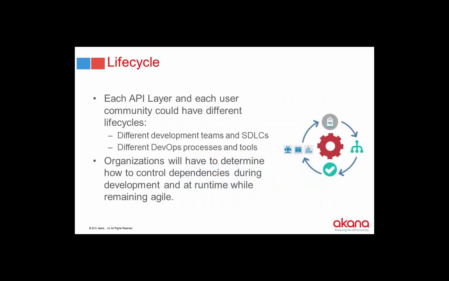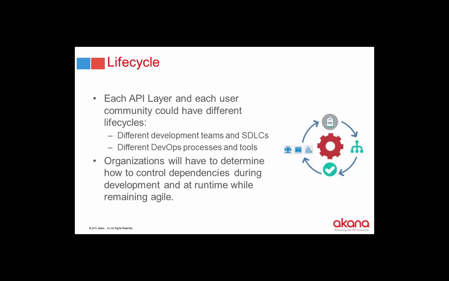Let's look a little bit at lifecycle. So each API layer, as I mentioned, is often owned by different people. So especially in a large organization, it's very easy if you're looking at a greenfield kind of organization, such as a startup. But with large enterprises, you're dealing with very, very different cultures. You have different development teams, different SDLCs, different technology processes, potentially different DevOps processes and tools that are being used.